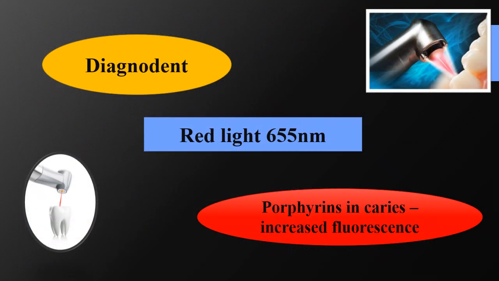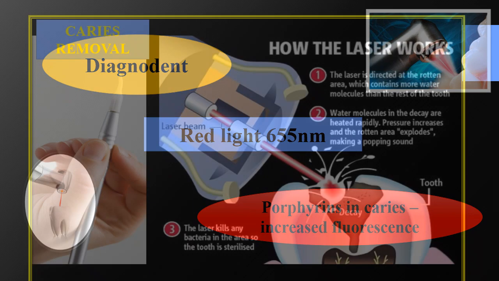So what is the Diagnodent? It uses a red light which operates at a wavelength of 655 nanometer, where porphyrins are the agents present in the caries which increase the fluorescence.